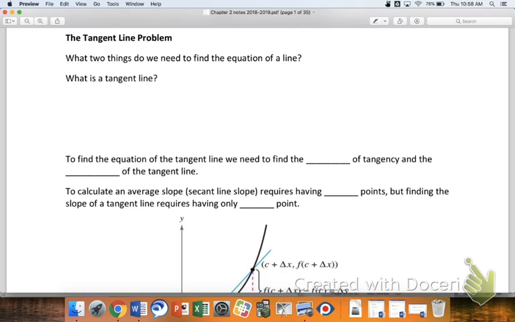What two things do you need to find the equation of a line? Slope and? Not necessarily y-intercept. That's too specific. Just any point that's on the line, right? Of course, that is a point on the line, but you don't need to be that specific. So if I've got a slope and a point on the line, then I can easily figure out what the equation of that line is. Slope and a point on the line. Okay, so what is a tangent line?